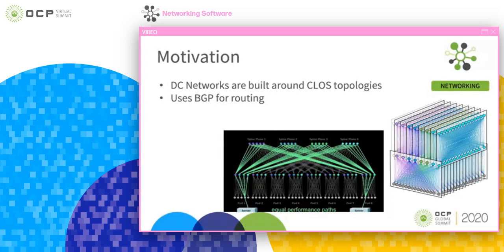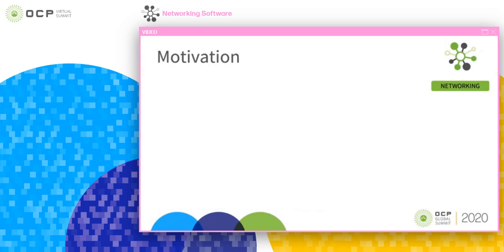We use BGP for routing in the data center. The main reasons are that it scales very well with the growing number of devices and routes in the network, as well as it can leverage all the equal cost paths effectively. However, there are some challenges with using BGP for routing as well as with Clos topology design.